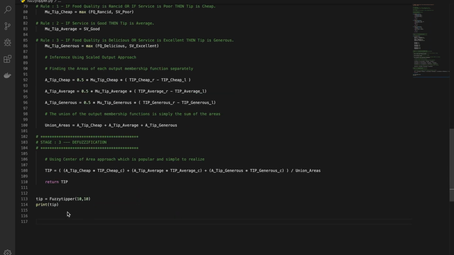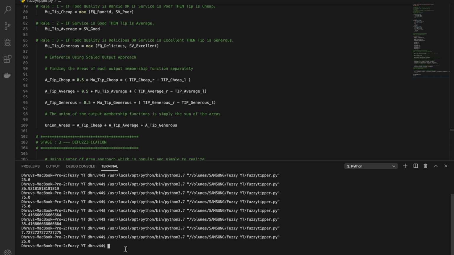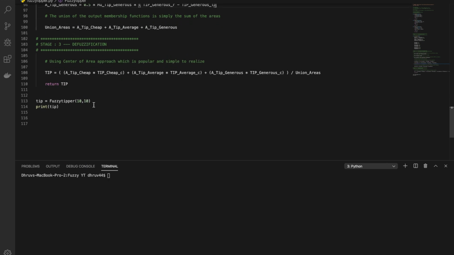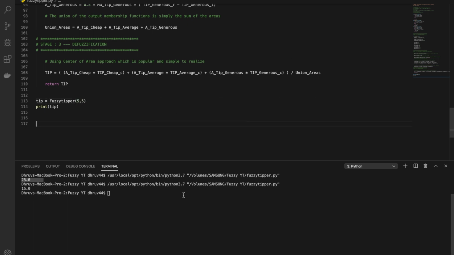Now I return the tip from the function and just input the values. So then we got, let's say your values are 10, 10, you get 25 as your tip amount. You change your inputs and you have different outputs.